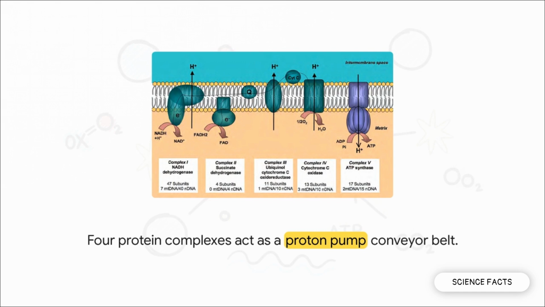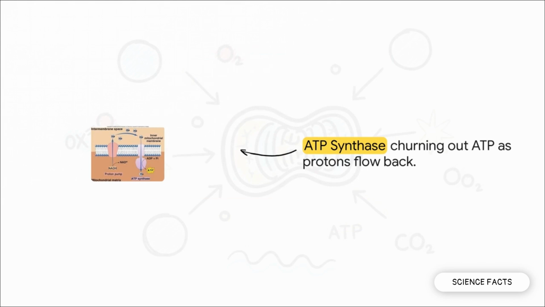Watch the action here. Those loaded carriers we talked about, NADH and FADH2, speed up to the belt and drop off their high-energy electrons. As these electrons bounce rapidly down the complexes, their energy is used to actively pump protons, those H+ ions, straight up across the membrane. This creates a massive, highly pressurized reservoir of protons trapped in the inner membrane space. And this brilliant mechanism, originally discovered by Peter Mitchell, leads to the ultimate payoff.